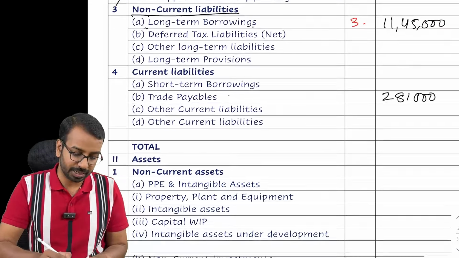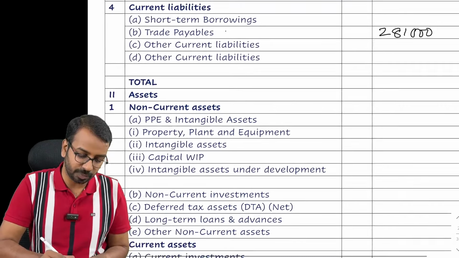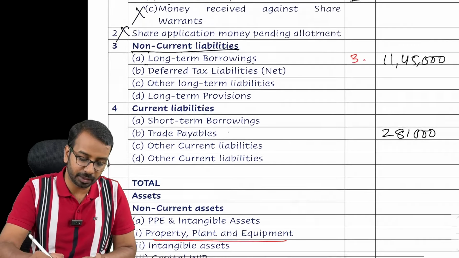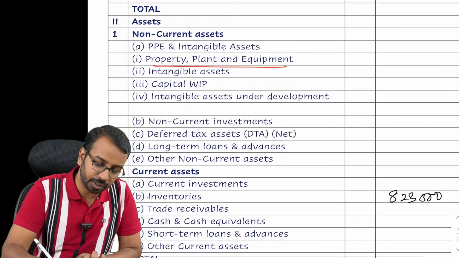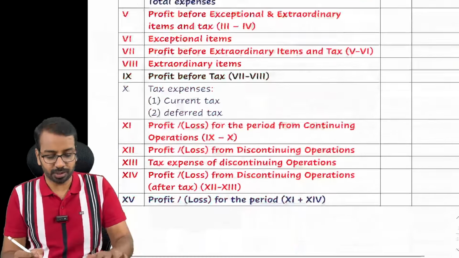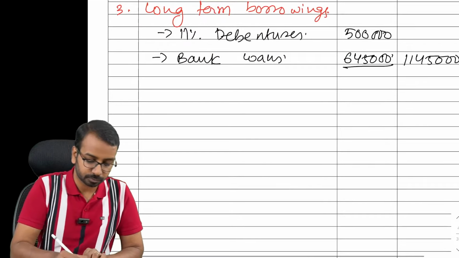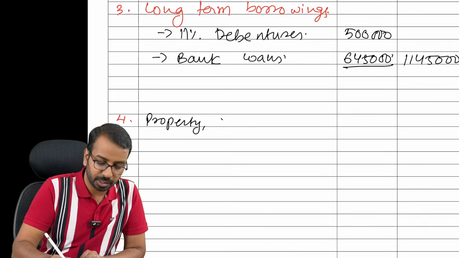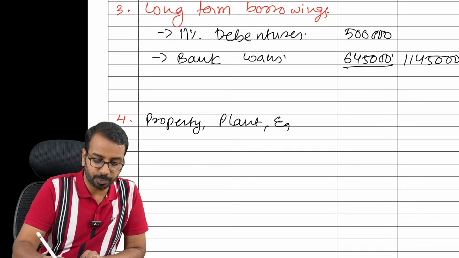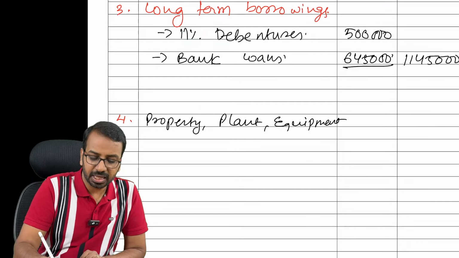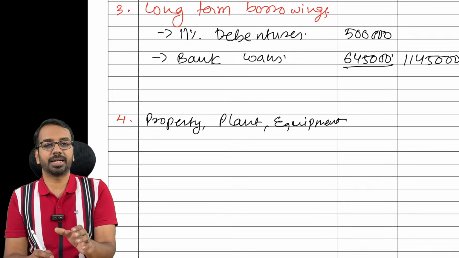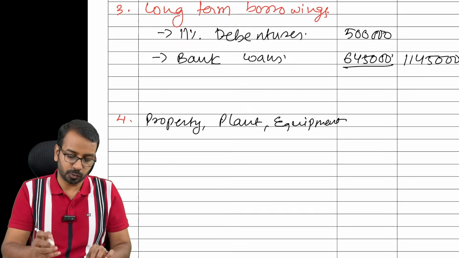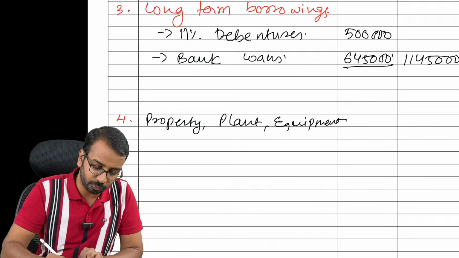So we are done with the liability side. Now come to the asset side. PPE and intangible asset. First item is property, plant and equipment. For this property, plant and equipment, we have note number 4. So let us write down note number 4. In note number 4, we will capture property, plant and equipment. If there are 1 or 2 items, you can present it one by one, each item. If there are 4 or 5 items, you can do a table also.